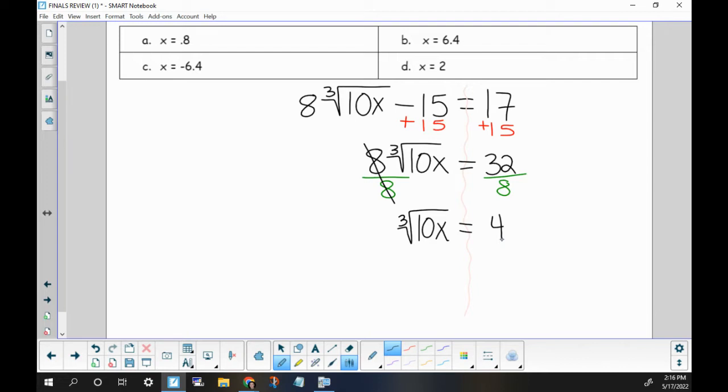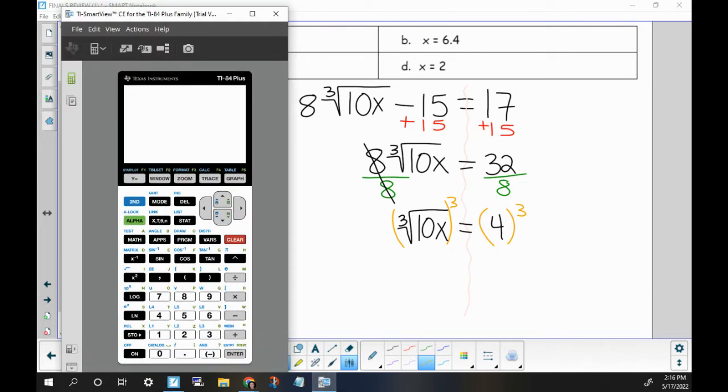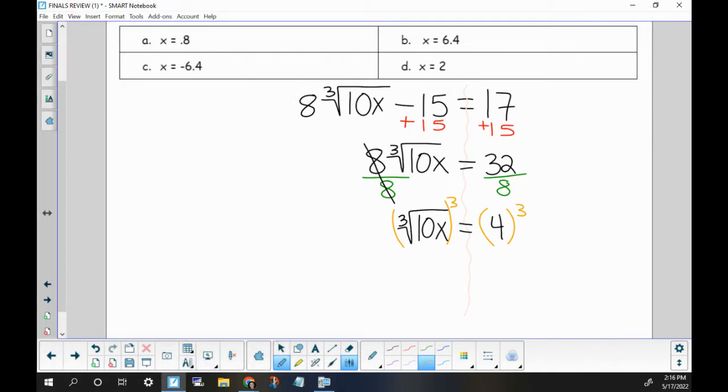Here's the new part. To undo a root, you must raise it to that root. So what's our root here? 3. So all we're going to do is raise it to 3, and if you do it to one side, you must do it to the other. So we have 4 cubed, and we have 64. Now this goes away, and we are left with 10x equal to 64.